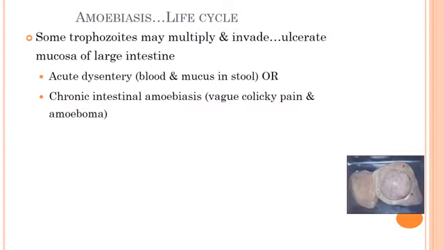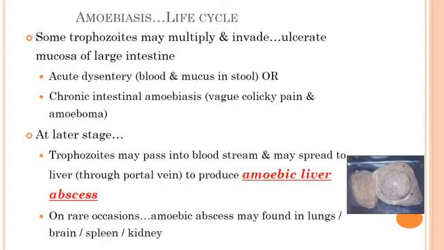Some trophozoites may multiply and invade intestinal mucosa and cause ulceration of mucosa of large intestine and present with either acute dysentery or chronic intestinal amoebiasis. At a later stage, trophozoites may pass into bloodstream and may spread to liver through the portal vein to produce amoebic liver abscess. On rare occasions, amoebic abscess may be found in lungs, brain, spleen or kidney.